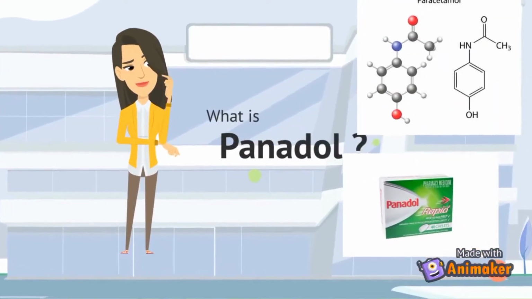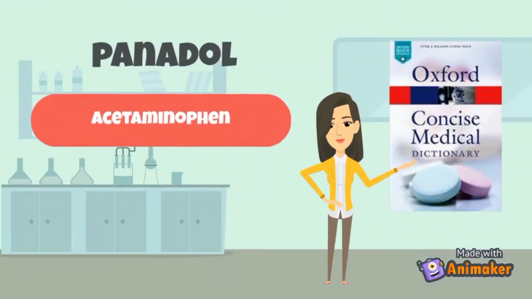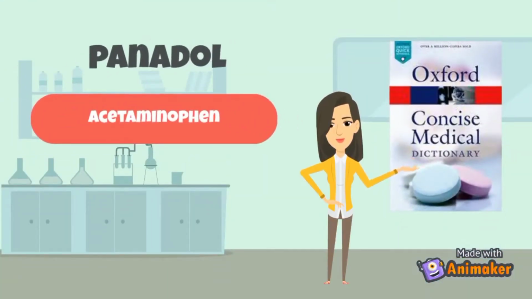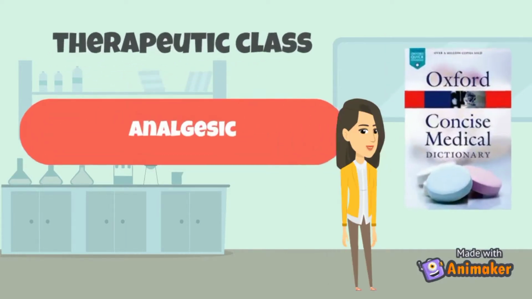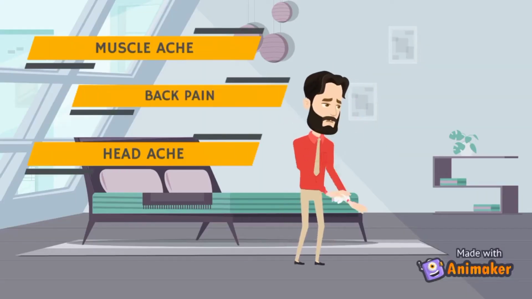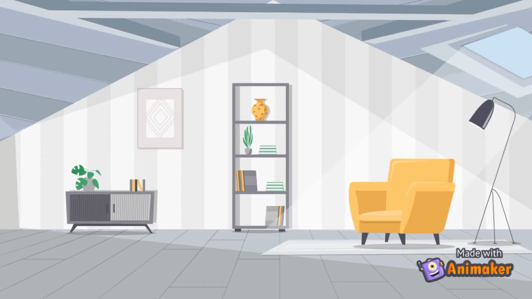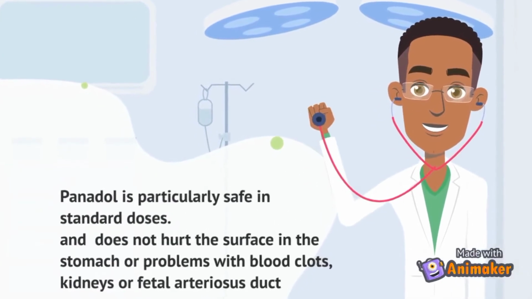Before we discuss in depth our topic, first we should know what is Panadol. According to the medical dictionary, the name of Panadol actually is acetaminophen. Its pharmacologic class is synthetic non-opioid p-aminophenol derivative, and the therapeutic class is analgesic. The function of Panadol is to relieve mild to moderate pain caused by muscle ache, back pain, headache, menstrual cramp, common cold, or fever. It is particularly safe in standard dose.